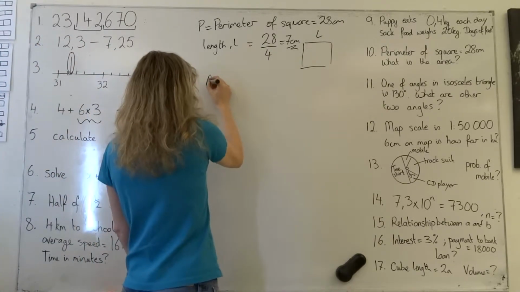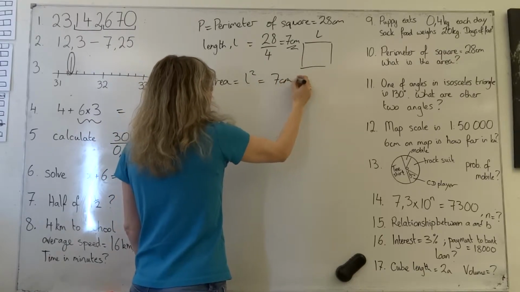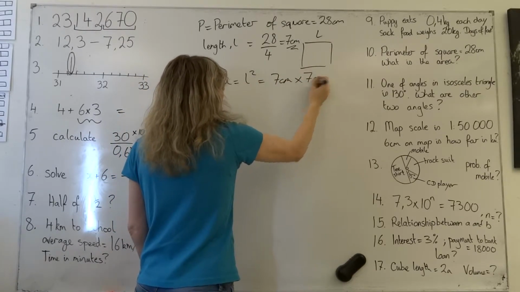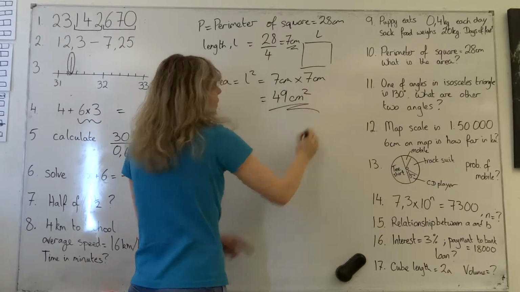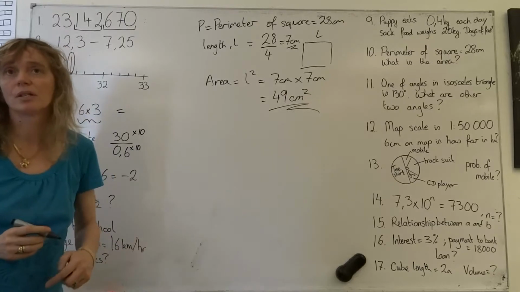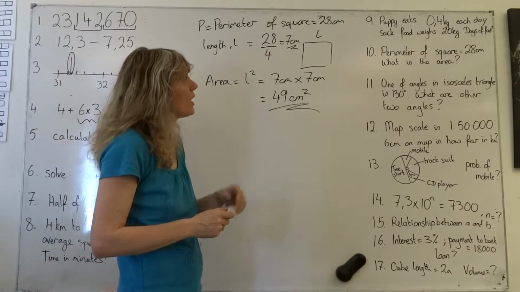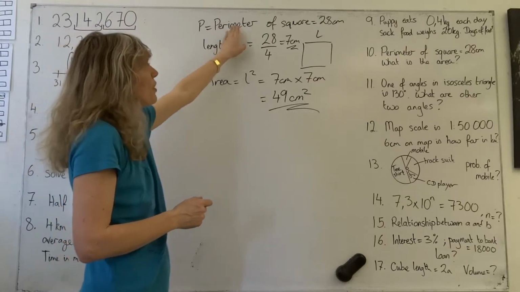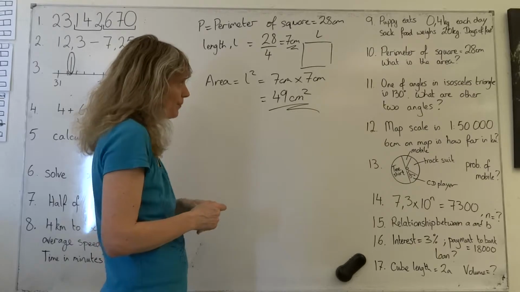The area of our square is length squared, so it's going to be 7 centimeters times 7 centimeters, which is 49 centimeters squared. Units here very important. Okay, so we get a square that has an area of 49 centimeters squared. From the perimeter, work out the length. When you know the length, use that to work out the area.